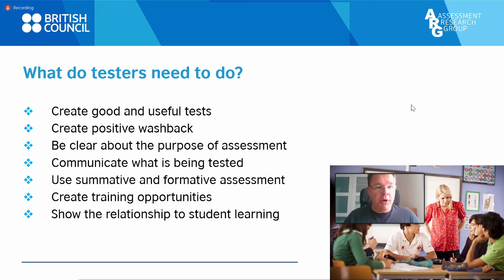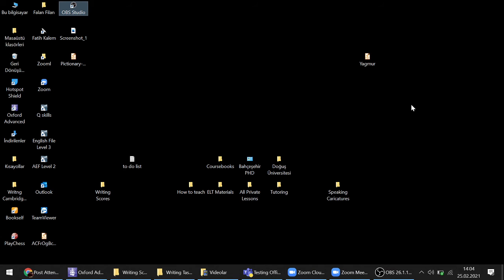We need to be clear about what the purpose is. Is this something which is going to be formative and help with learning, or is it something which is going to be summative and is going to give people scores, and we're going to make decisions about it? You go to this course, you go to that course. So we need to use both summative and formative assessment, because teachers want to see the link with learning. So formative assessment is important as well. We need to create training opportunities for teachers and spread the word, show them why we're doing things and what the relationship is between assessment and student learning.